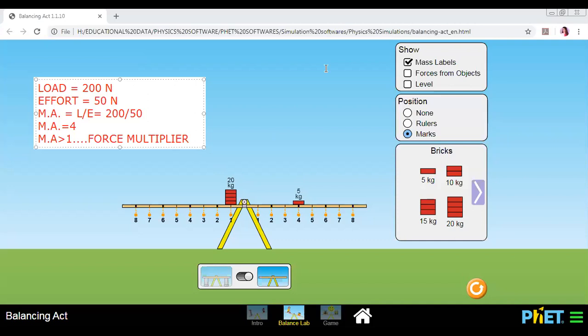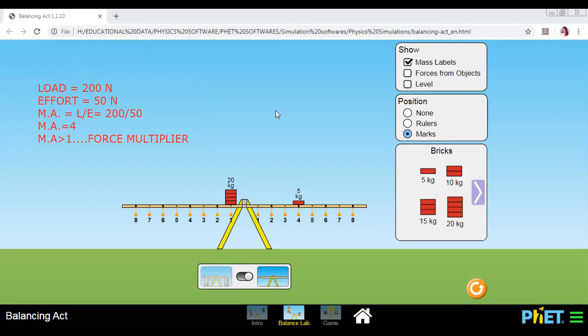So here, class, I can easily find out whether this machine is a force multiplier or not. How do we get it? We get it by finding the MA. Whenever the MA is more than 1, the machine works as a force multiplier. Are all of you clear on when the machine works as a force multiplier, class? Please type. Okay, very good.